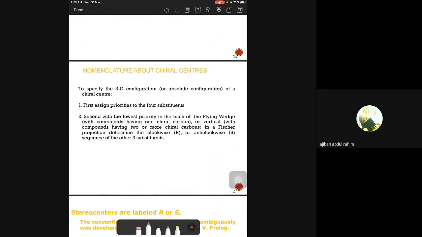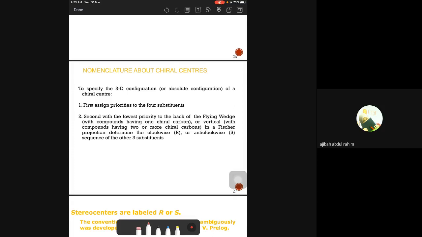Now on to the naming part, which is nomenclature. Earlier in unit 2, you learned how to name organic compounds. But now we want to include the stereochemistry in the naming as well.